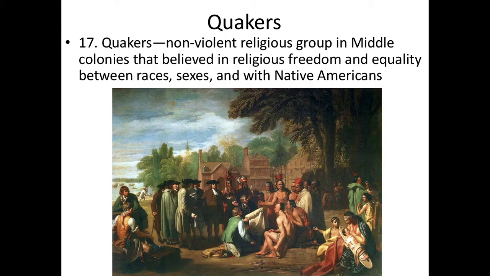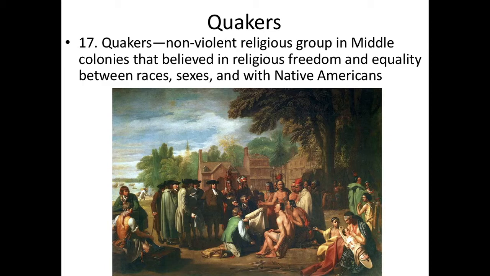So, in contrast to the Puritans that really were intolerant, they didn't want anyone to go against what they believed in, the Quakers are going to sort of be the opposite of that. So, the Quakers are going to be predominantly in the Pennsylvania colony. And what the Quakers are is a religious group. They were also called the Society of Friends. They were in the middle colonies, like I said, in Pennsylvania. But what they believed in was religious freedom.